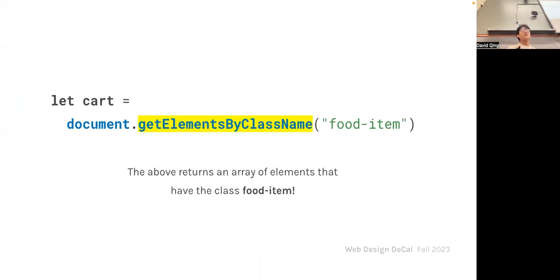And this will give us an array, which we just learned is the way that we combine a whole bunch of elements together. We'll get an array of all elements that contain the class food item. Does this make sense? As the slide is saying, this word here is plural, meaning that we're getting multiple items in one of these function calls.